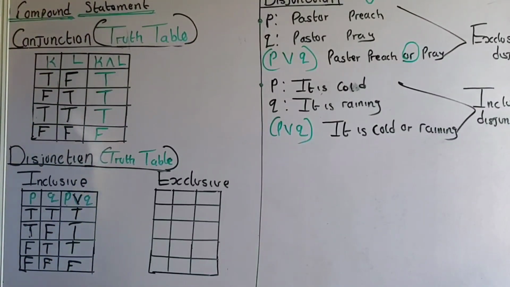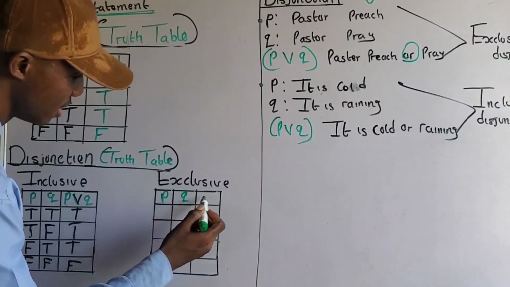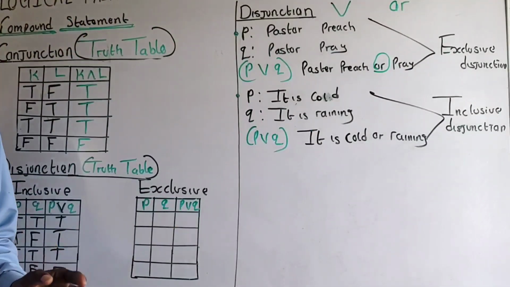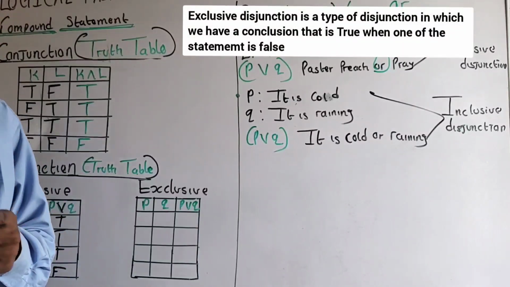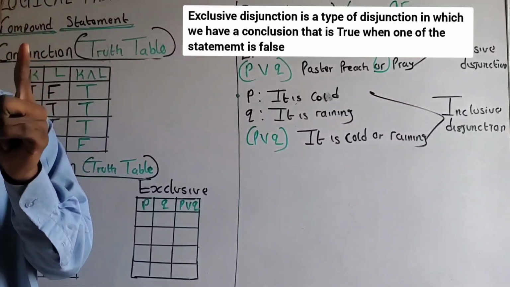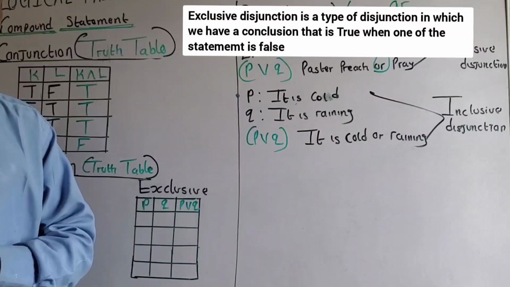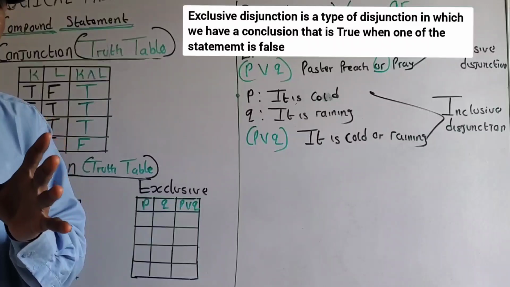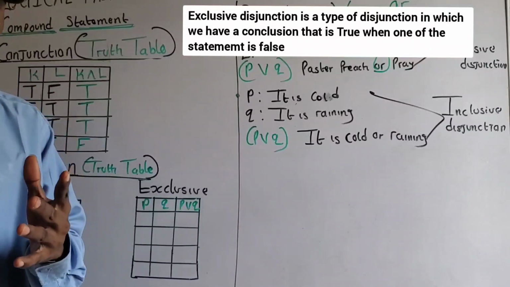Now this is inclusive disjunction. Now let us move to exclusive disjunction. Exclusive disjunction. P, Q, then P, disjunction Q. Let me define exclusive disjunction. Exclusive disjunction is a kind of disjunction in which we only have a conclusion that is true if only one of the statements is true. Are you getting what I'm trying to say? Listen to me. We only have a conclusion that is true if only one of the statements is true. That is, both statements cannot be true and both statements cannot be false. Do you understand what I'm saying?